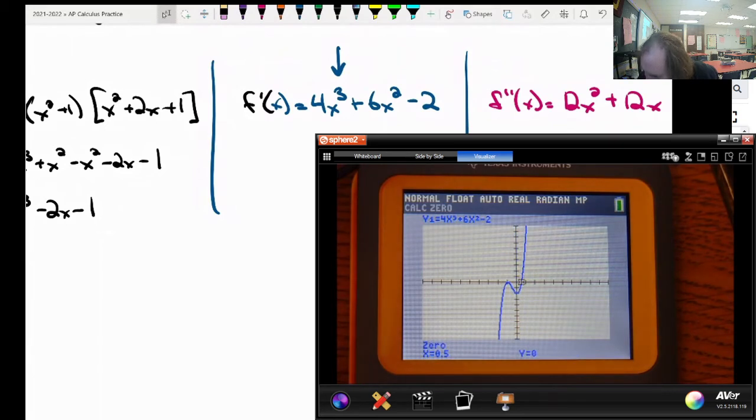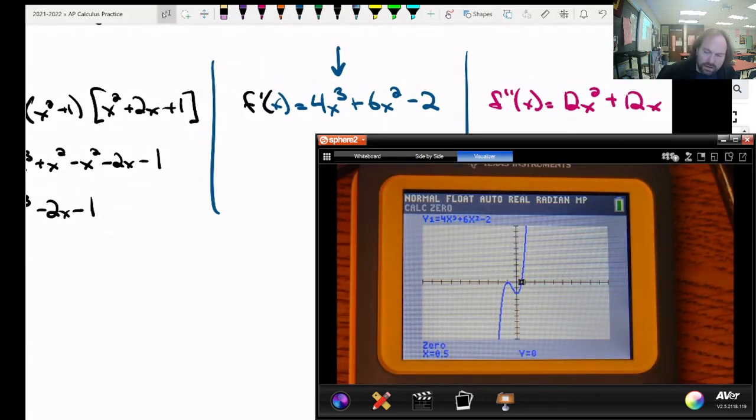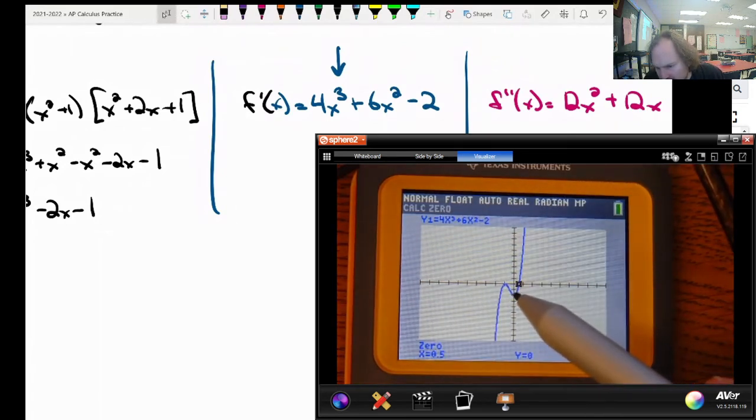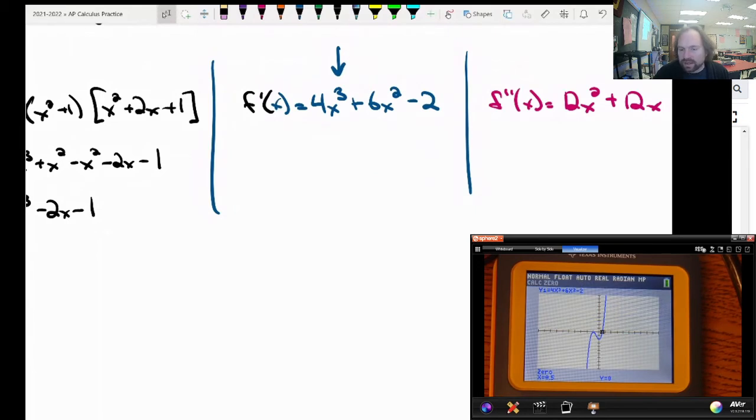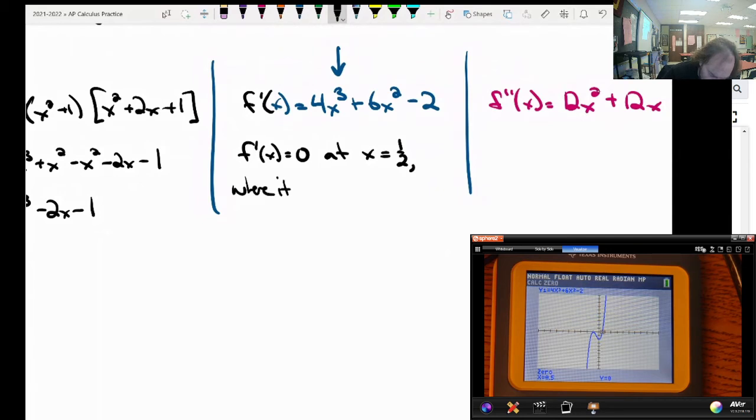This is a spot where Desmos really shines. Oh, it is. It's at 0.5. So at x equals 0.5, based on what I'm looking at the graph here, I see the graph changing from negative to positive there. So that means that this is going to be a minimum because this graph changes from negative to positive. That means that the original graph goes from decreasing to increasing. So I'm going to write down that f prime of x equals 0 at x equals 1/2, where it changes from negative to positive.